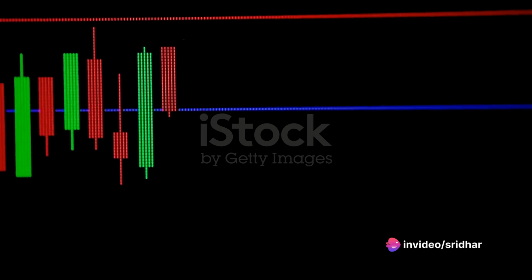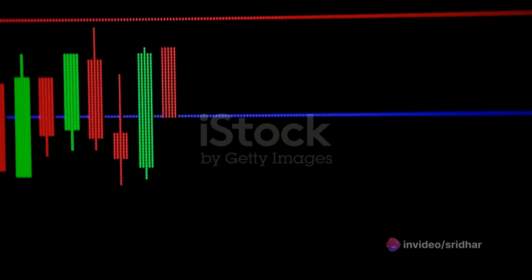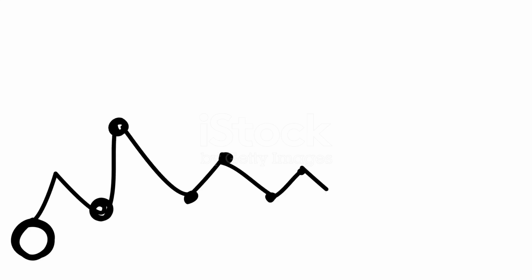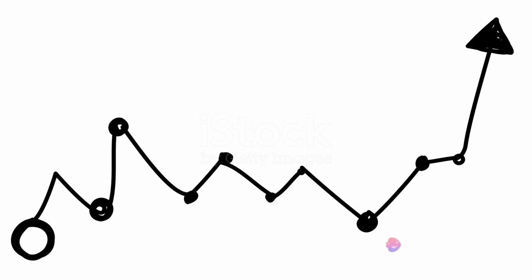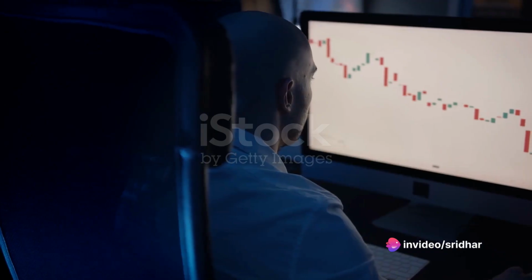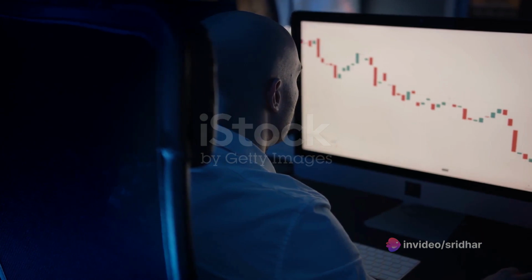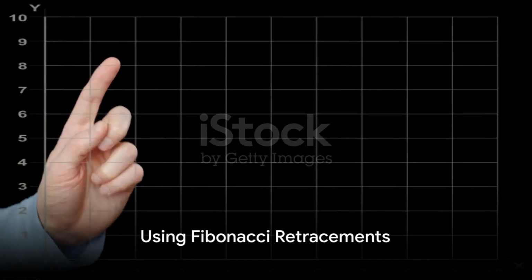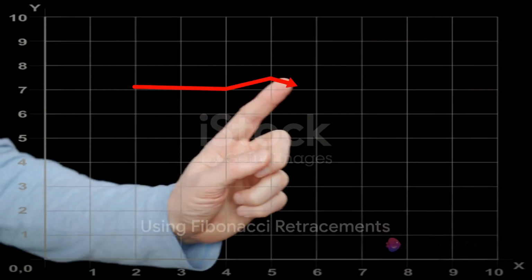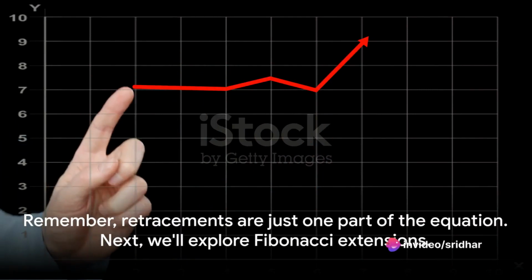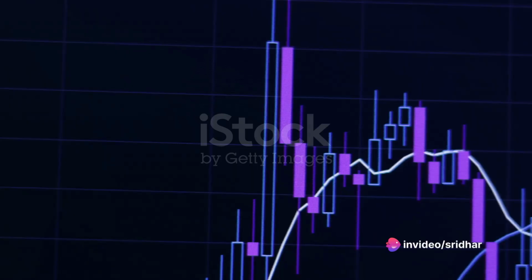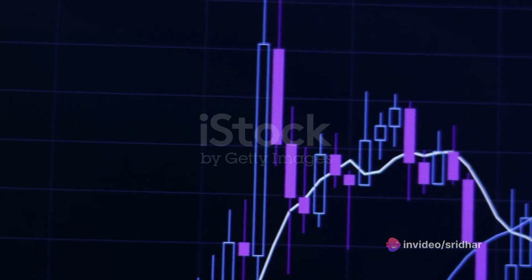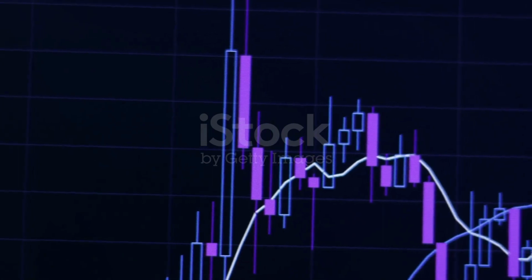But remember, Fibonacci retracements are not a magic bullet. They are just one tool in a trader's toolkit, and they're most effective when used in conjunction with other technical analysis tools and indicators. Now that we've got the basics down, we can dig a little deeper into how to use Fibonacci retracements. How do you apply Fibonacci retracements to your trading strategy? It might seem intricate at first, but with a little practice, you'll find it's a powerful tool in your technical analysis arsenal. Let's dive in.